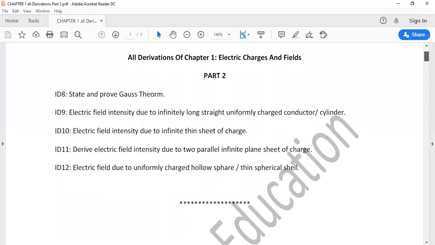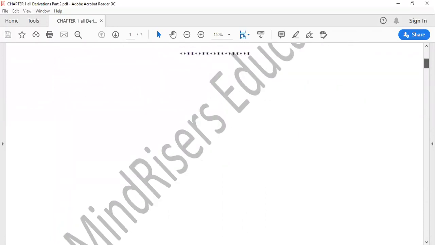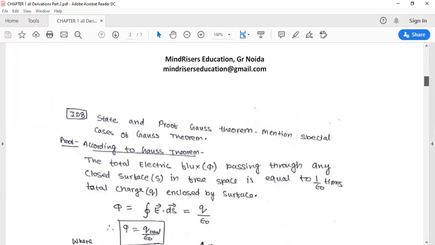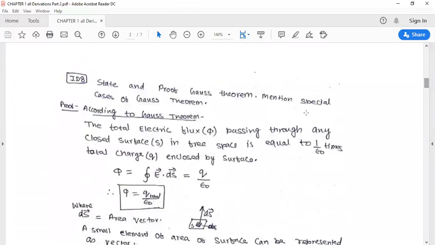All these derivations are very important for CBSE examination point of view. So let us start ID 8. State and prove Gauss theorem and mention some special cases of Gauss theorem.